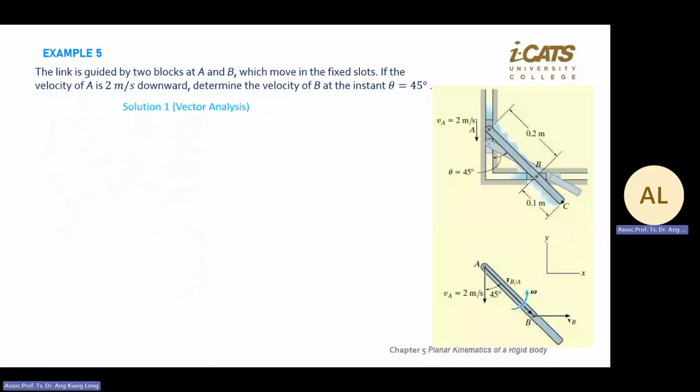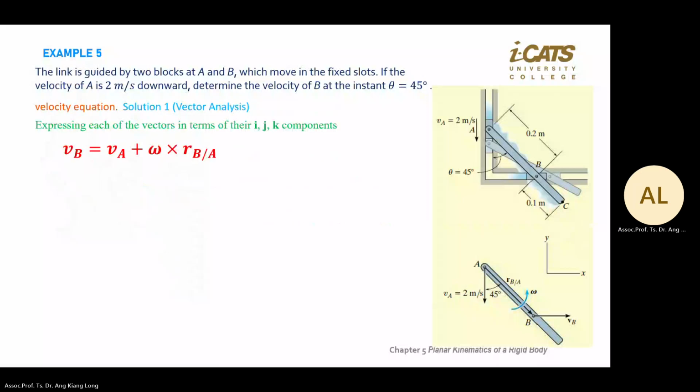Okay, so we do vector analysis using this diagram. You can break it into X and Y, or I, J, K in vector form. So this is a direct application of VB equal to VA plus omega cross R B stroke A. We don't know VB. We have VA and we have R B stroke A, and we don't know omega. Since we don't have VB and we don't have omega, we need two equations.